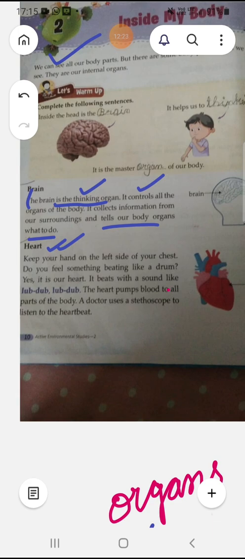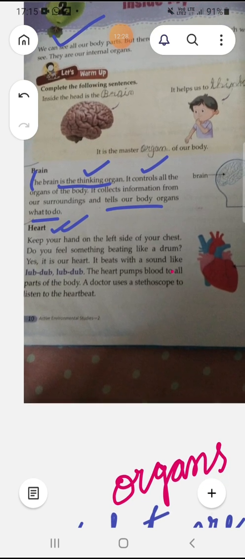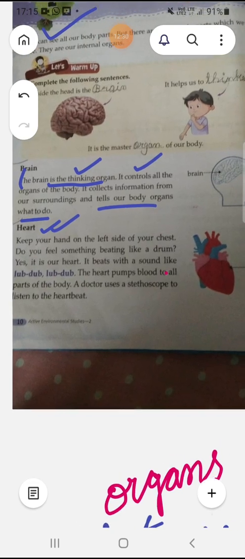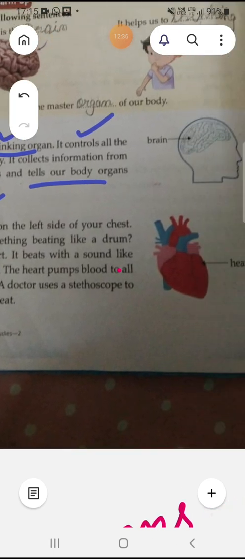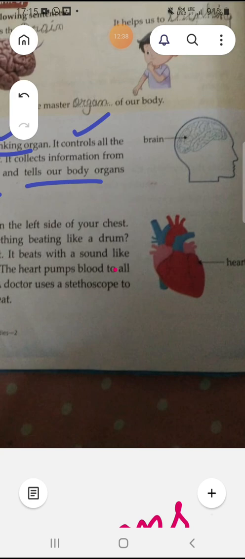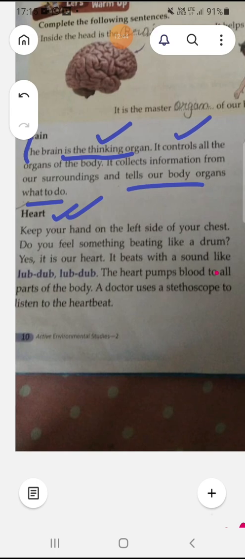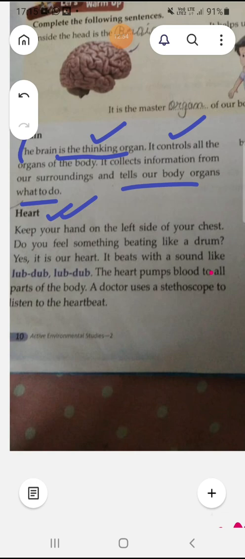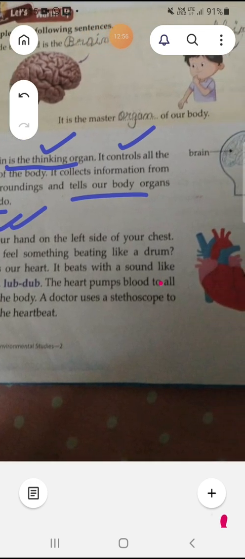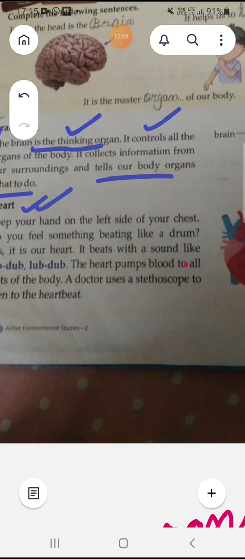It beats with a sound like lub dub, lub dub. The heart pumps blood to all parts of the body. Then you see students, the heart pumps blood to all parts of our body. So these are the veins. Through these veins, the blood comes to the heart, then it is purified, mixed with oxygen, and then again the heart sends this purified blood to all parts of our body.